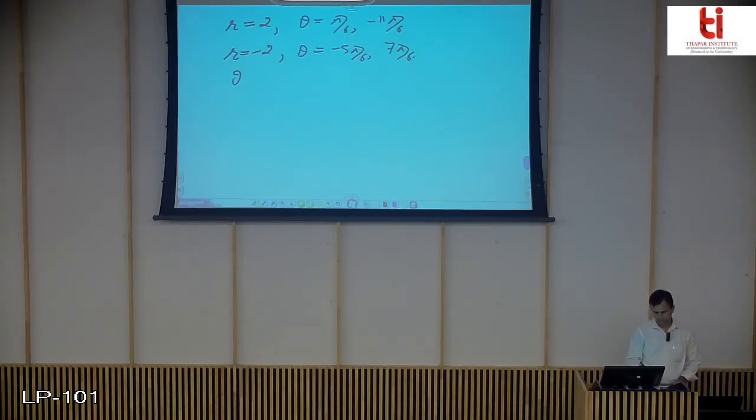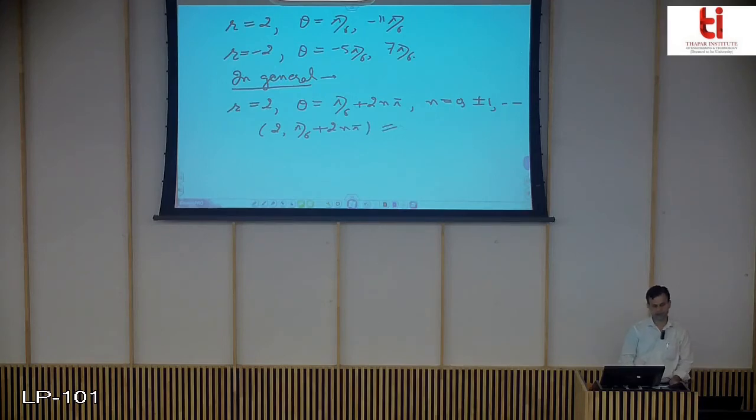So in general we can write r equals 2, theta equals pi by 6 plus 2n pi, where n is 0, plus or minus 1, and so on. So you can see infinitely many representations of the same point, that is 2 comma pi by 6 plus 2n pi. Similarly, r is equal to minus 2, the same point, but here now you have theta equal to minus 5 pi by 6 plus 2n pi, where n varies from 0, plus or minus 1, and so on. So another representation of the same point is minus 2, minus 5 pi by 6 plus 2n pi.